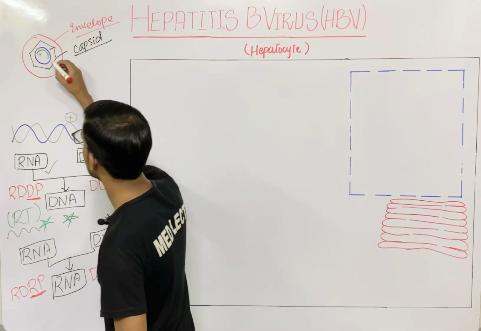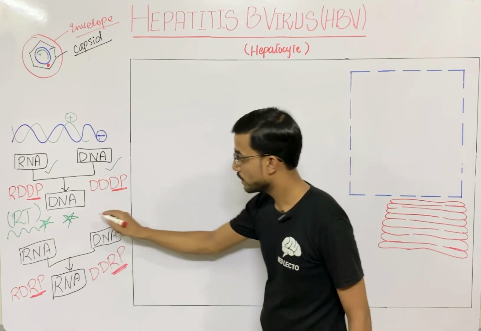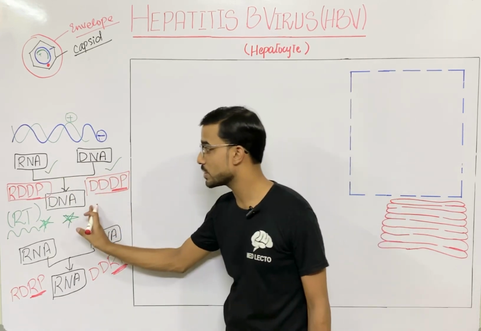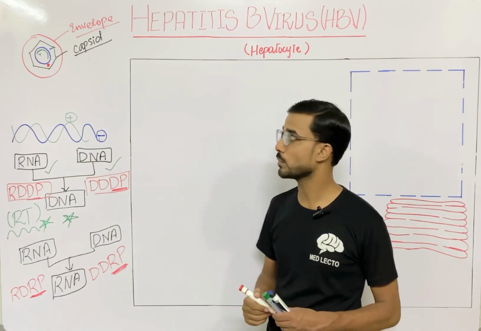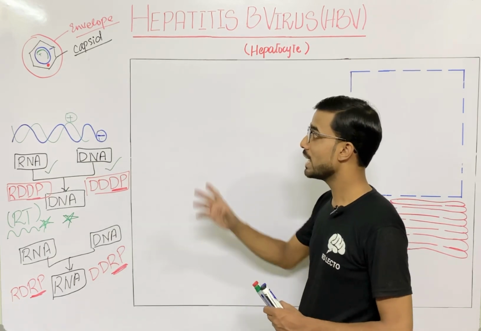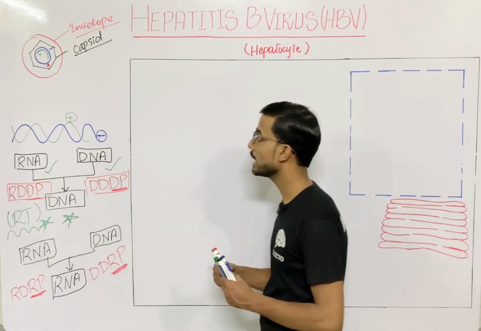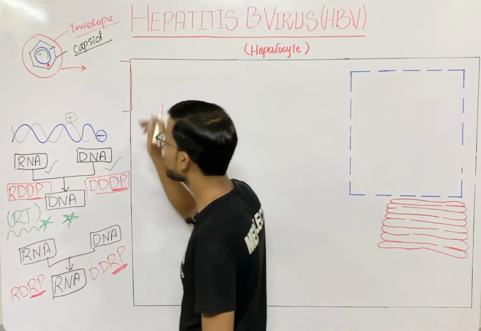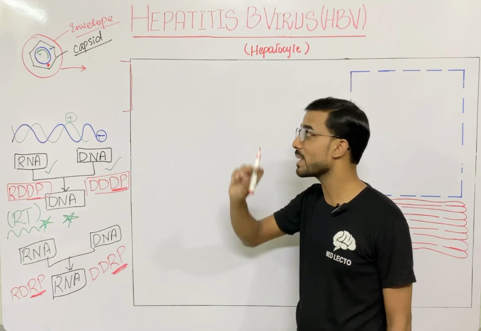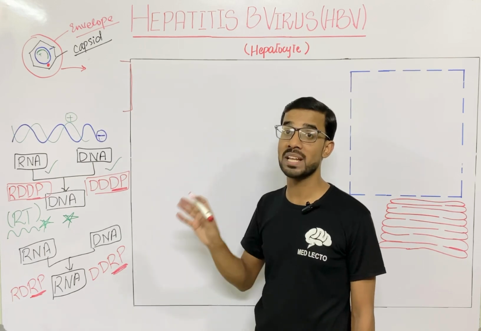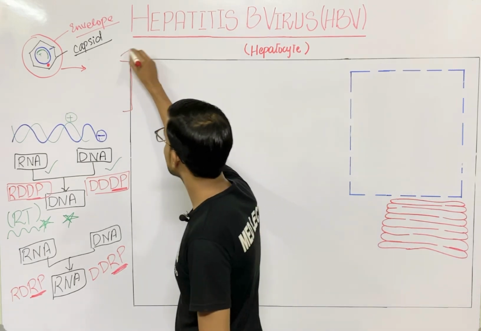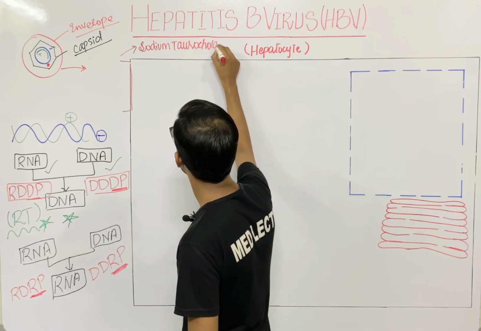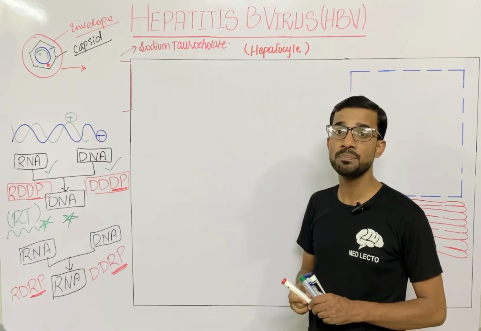Inside the capsid, you will also see the presence of the DNA polymerase. This DNA polymerase has the ability to synthesize the DNA from either RNA or DNA. Now, this hepatitis B virus will infect or attack the hepatocytes. Why? Because of its receptor. On the hepatocytes, you will see the presence of a specific receptor. So that's why hepatitis B virus specifically attacks the hepatocytes, due to the specific receptors present on the hepatocyte. That receptor is actually sodium taurocholate. These are the receptors that are present on the hepatocytes.